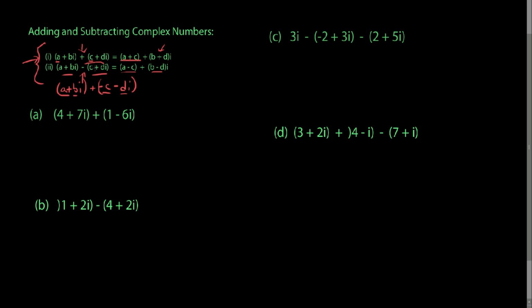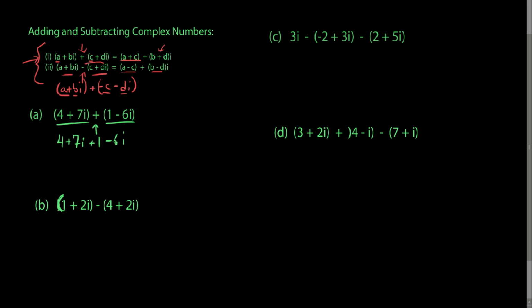So just to illustrate this, we're going to use a plethora of examples in which we add and/or subtract several complex numbers, starting with example A. So example A, you're going to notice we have this number 4 plus 7i. This is our first complex number. We'd like to add it to the second complex number. Since this is addition, we can go ahead and neglect the parentheses, and this would be the same thing as 4 plus 7i plus 1 minus 6i.